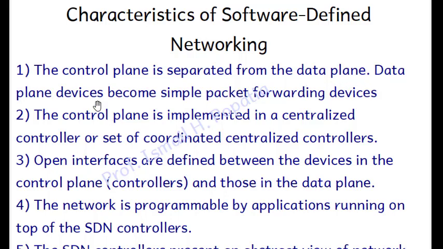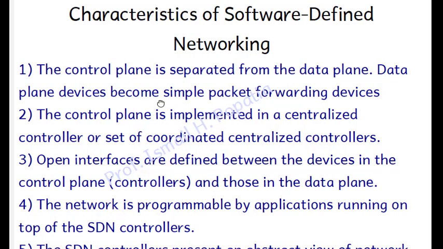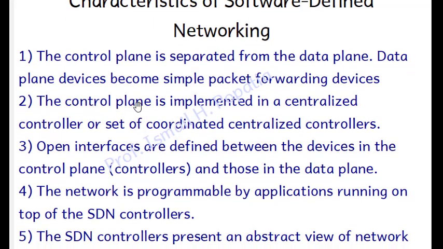Here the data plane devices become simple packet forwarding devices. Whatever the data plane devices may be, router or switch, they have just the simple operation of packet forwarding. The next point: the control plane is implemented in a centralized controller or a set of coordinated centralized controllers. It may be one or more than one, coordinating with each other, and one of the controllers may have many switches or devices under it.